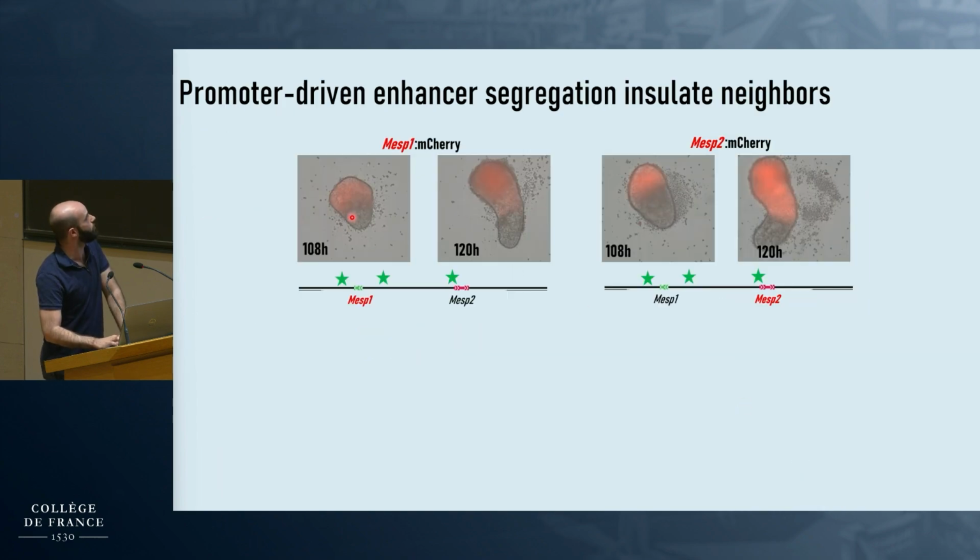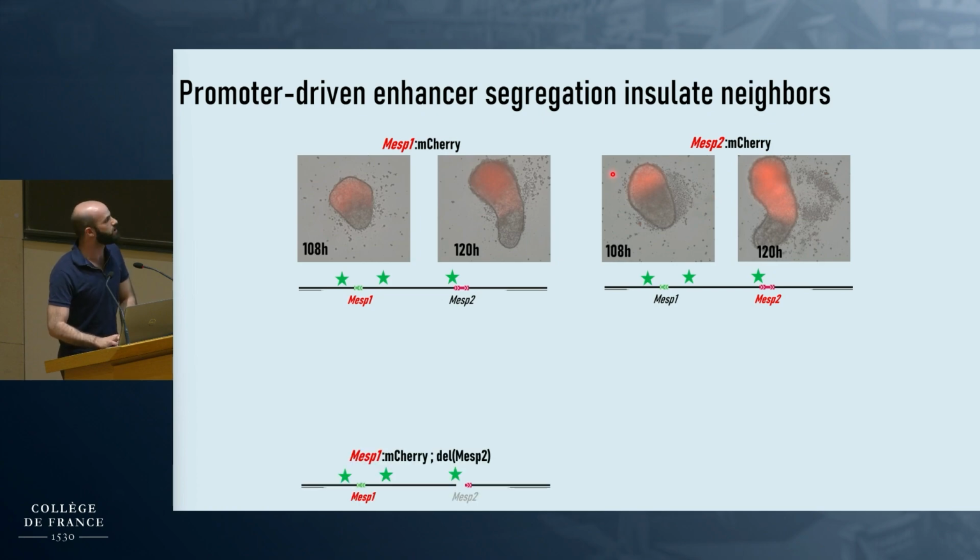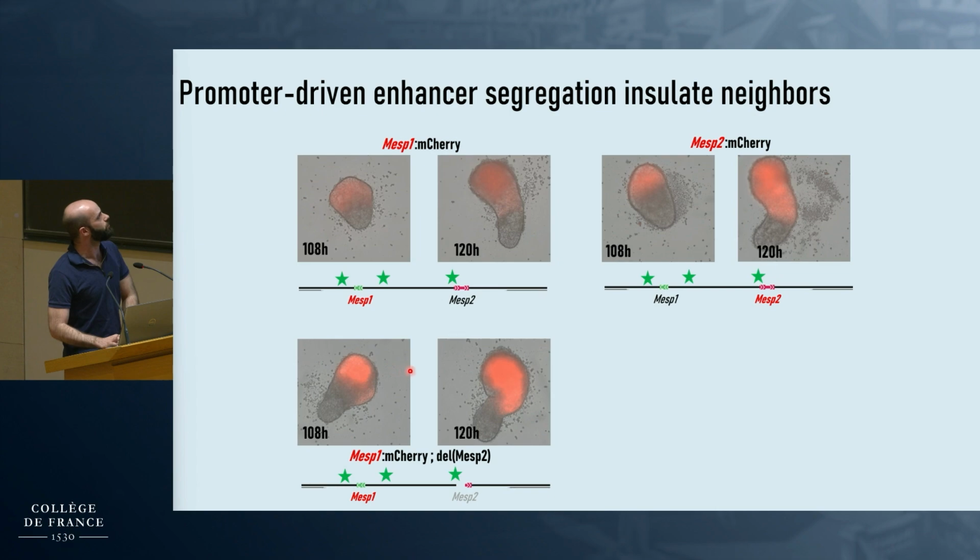However, what Dominique noticed is that, as I mentioned at the start, she generated some reporter lines. And so here you have a MESP1 mCherry reporter line compared to the MESP2 mCherry reporter line. So those are two lines. You can see that MESP2 mCherry drives slightly higher level of expression. But she took this MESP1 mCherry, and what she did is she now deleted the promoter from MESP2. And so when you do this, you can see the increased expression of the reporter for MESP1. So in absence of the MESP2 promoter, you increase MESP1.